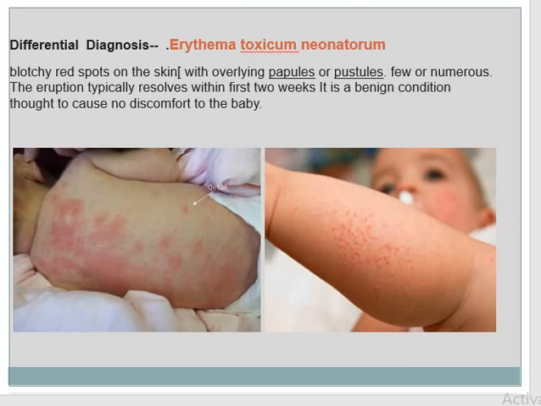We should differentiate it from a benign condition called erythema toxicum neonatorum, which is a red spot on the skin with overlying papules or pustules, sometimes few, sometimes diffuse, sometimes like patches. These are benign conditions and cause no discomfort to the baby. This is not a skin infection.